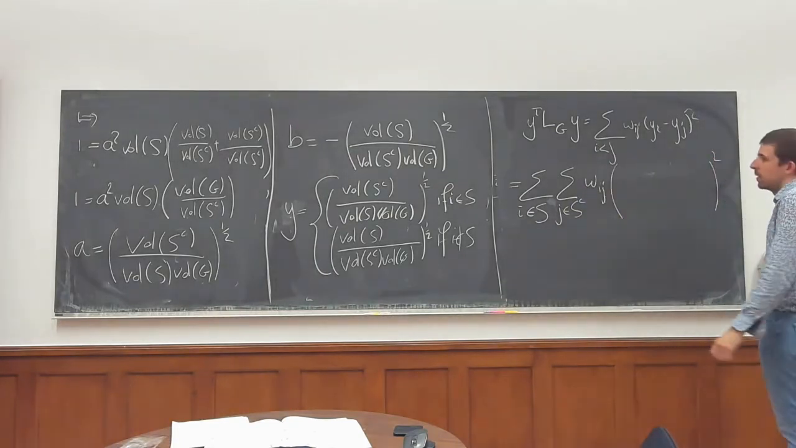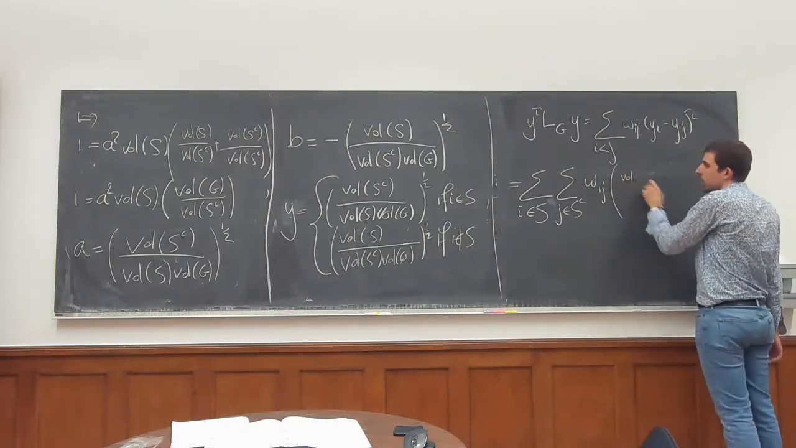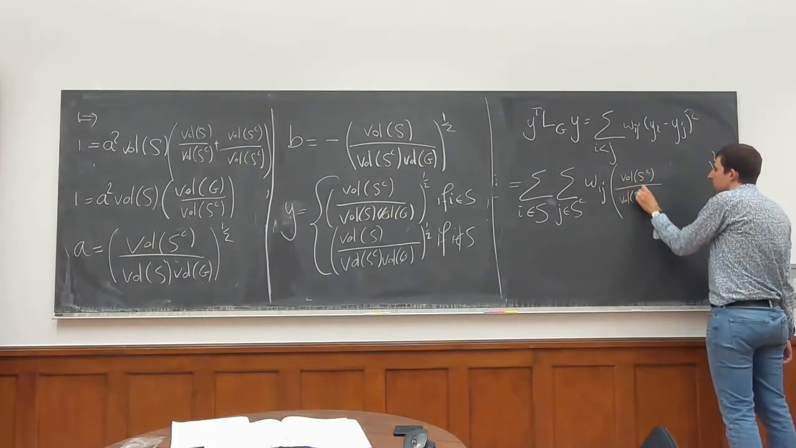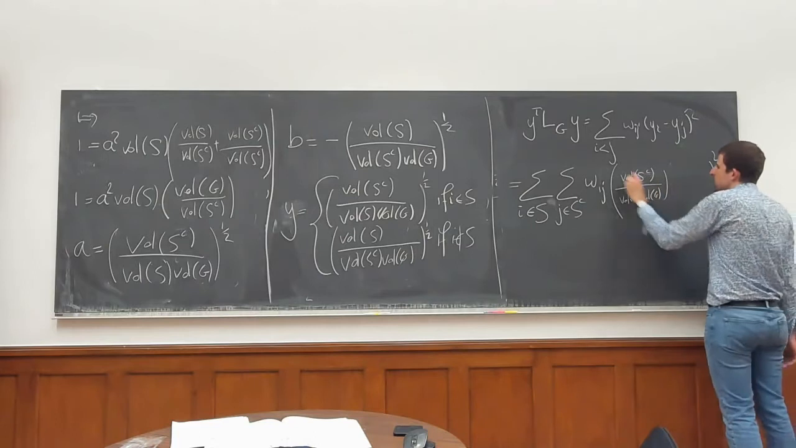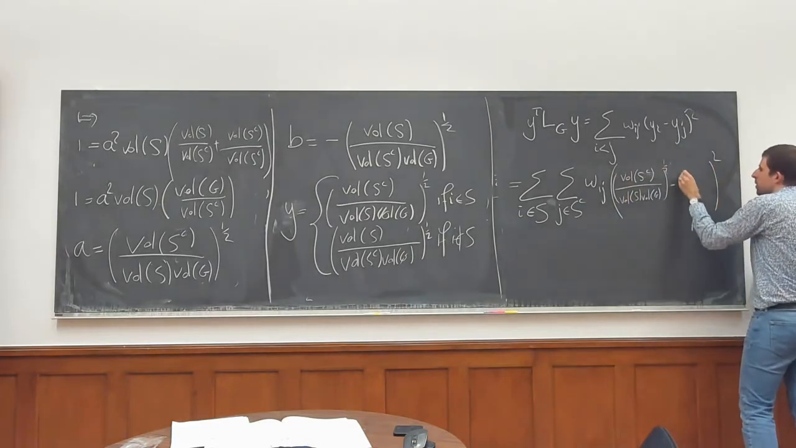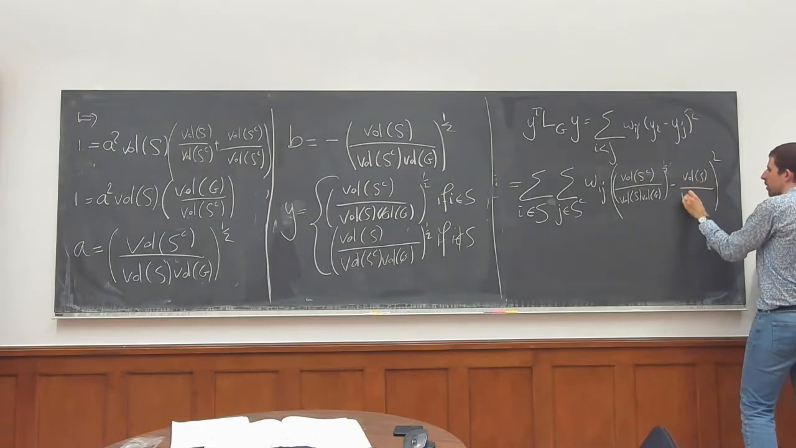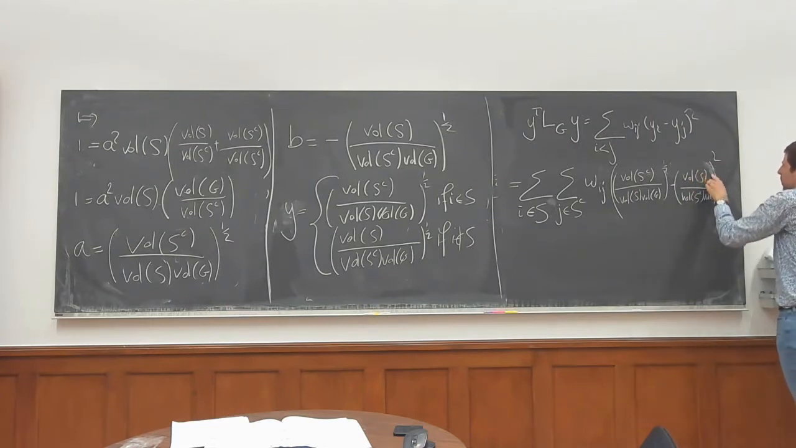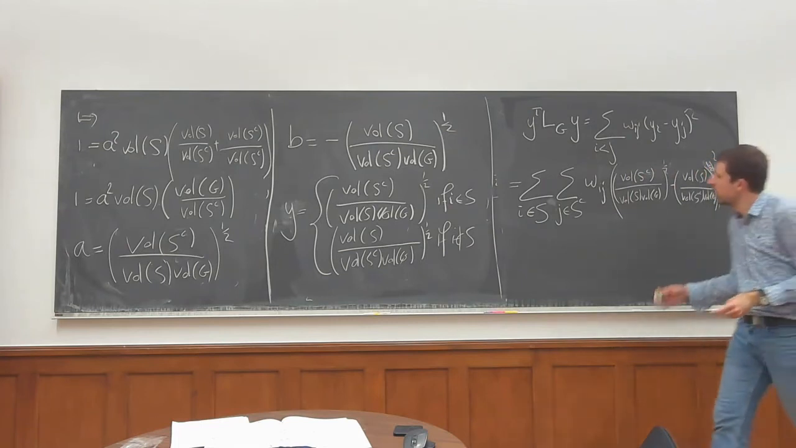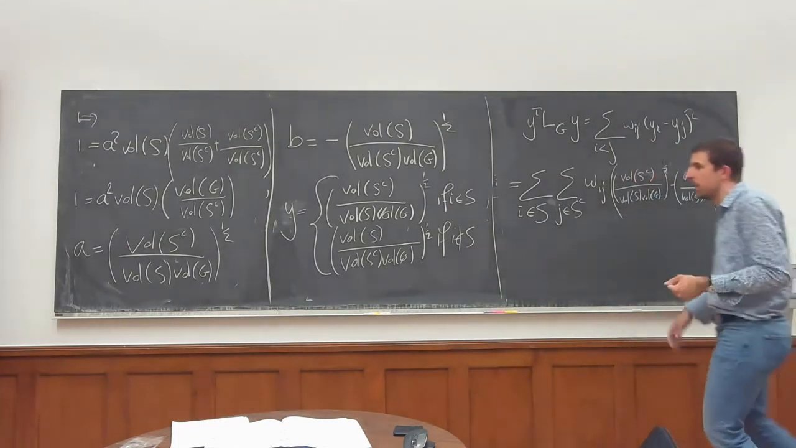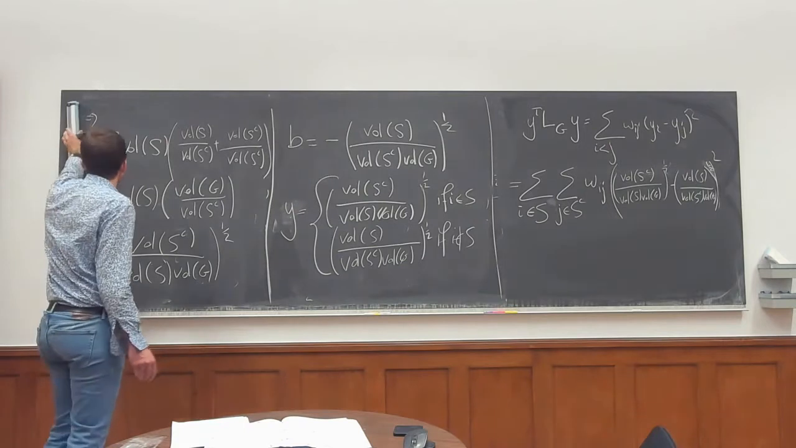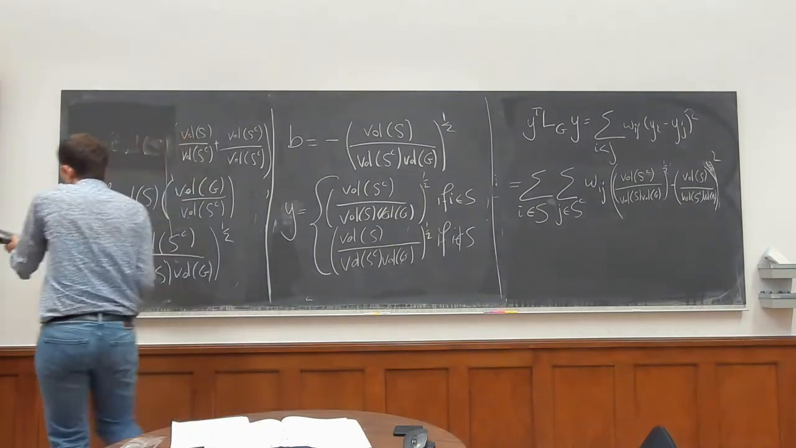Okay, let's see what this is. All right, so I get the square root of volume of S complement over volume of S volume of G, minus also a square root. Okay, so now let's expand this out a bit. I think for that I need the whole board.